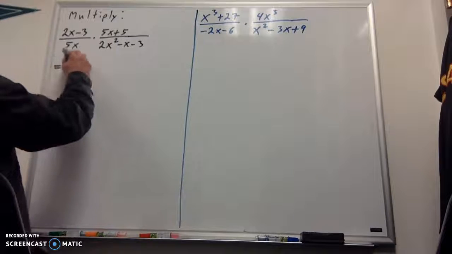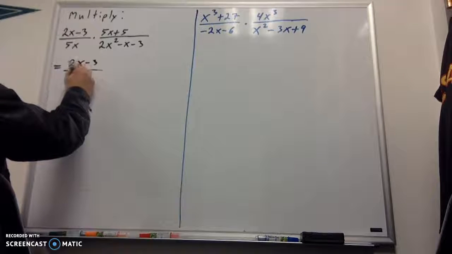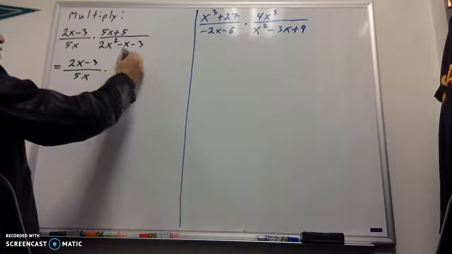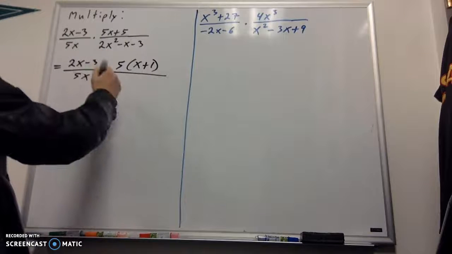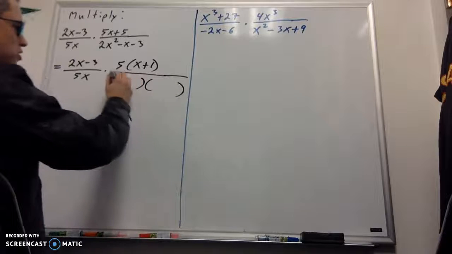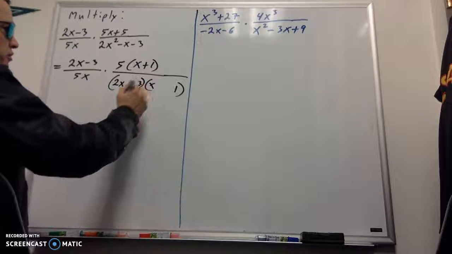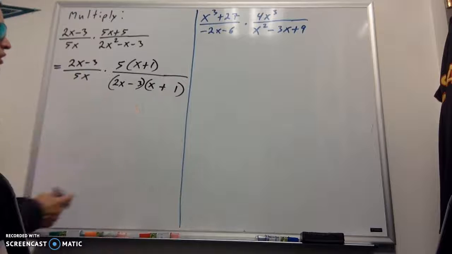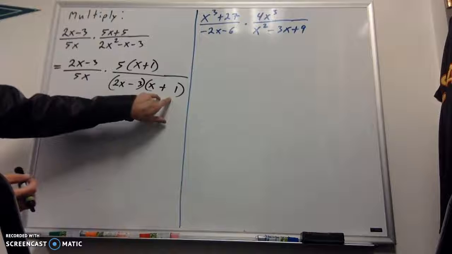So in my first fraction, it's already set up: 2x minus 3 over 5x. The second fraction, I can factor out a 5 in the numerator. That gives me an x plus 1. And in the denominator, that's going to factor too. You have a pair of respective means of factoring. I'll let you guys figure out what those are, because everyone's going to have their own way of doing this. But long story short, in that denominator, your factors are going to be 2x minus 3 and an x plus 1.